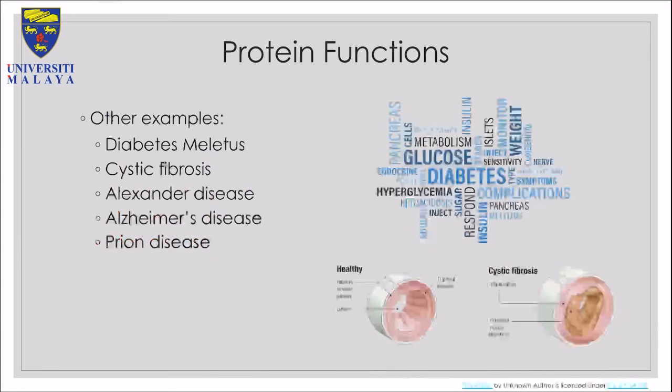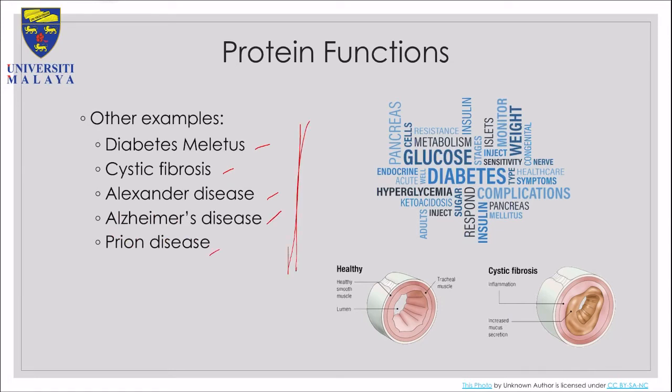Similarly, there are a lot of other diseases that are a result of protein malfunction. For example, diabetes, cystic fibrosis, Alexander disease, Alzheimer disease, or prion disease. This is just a list for you guys, to get to know of the diseases. I'm not going to ask in the exam, but it's good to know about these diseases to increase your knowledge.